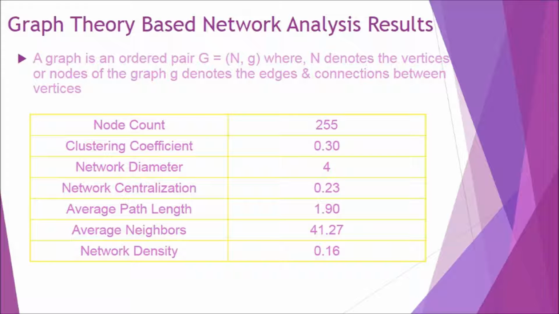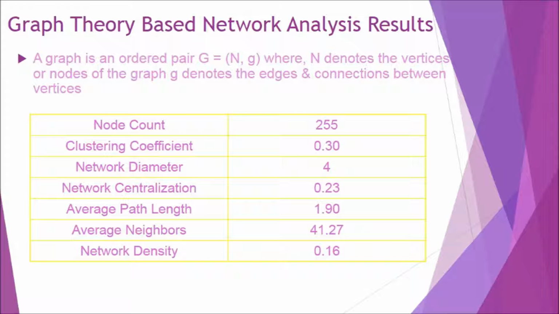And then network diameter, this means what is the farthest number of jumps from node to node you can go within a graph. And since the diameter is 4, this tells us that a lot of these genes are interconnected with each other. Since the longest distance is just 4 jumps of genes when you have 255 genes in this network.